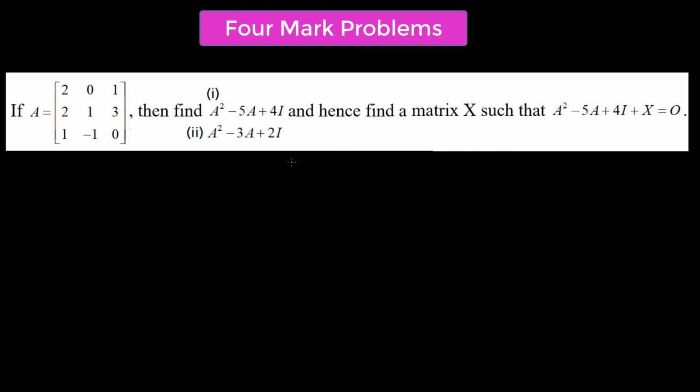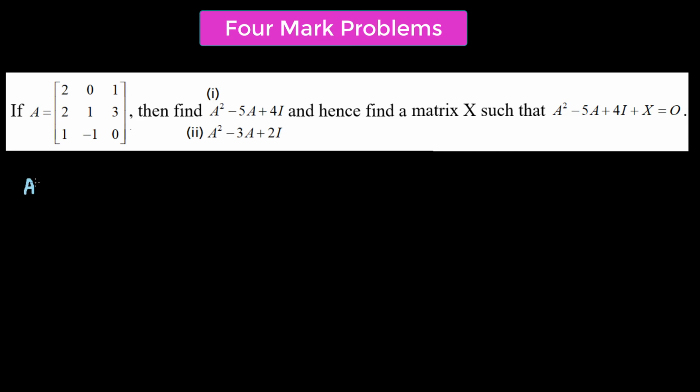So in this question, we are given a 3 by 3 matrix A. Using this information, we need to first find out the value of A squared minus 5A plus 4I. And in part 2, we have to find out A squared minus 3A plus 2I. And then using the information provided in 1, we need to find the matrix X such that the matrix equation holds. So let's begin by finding the value of A squared.